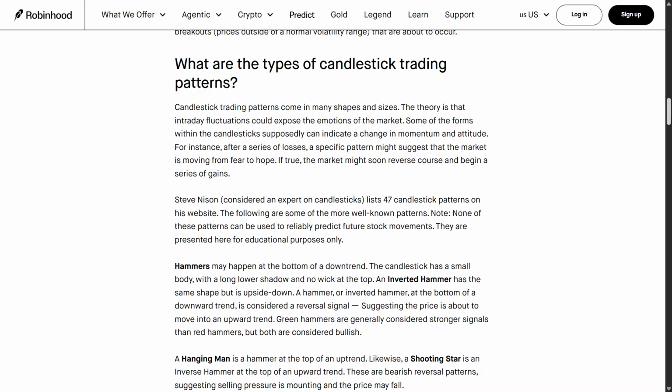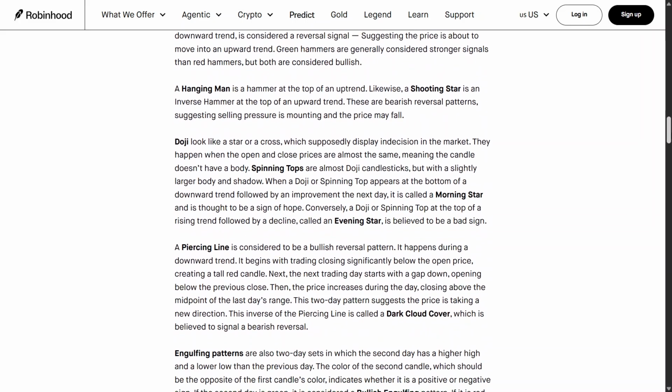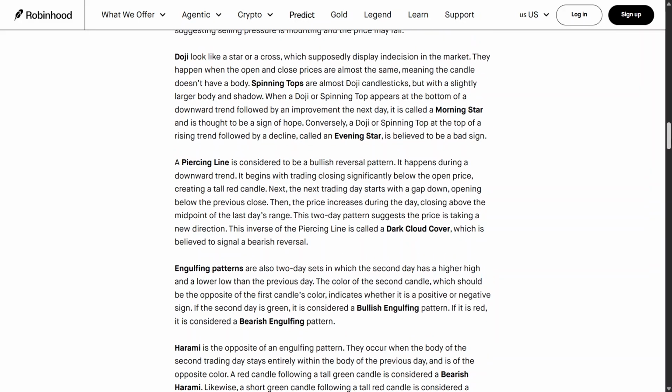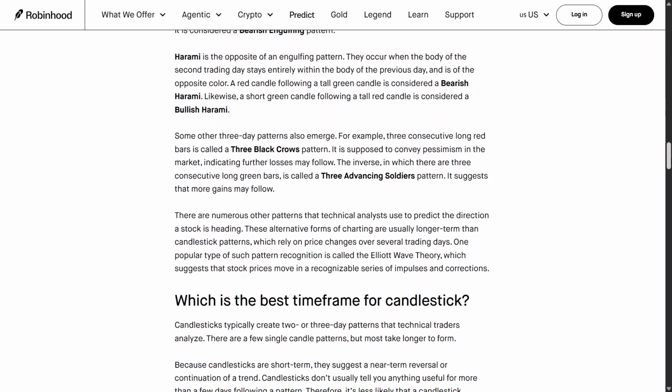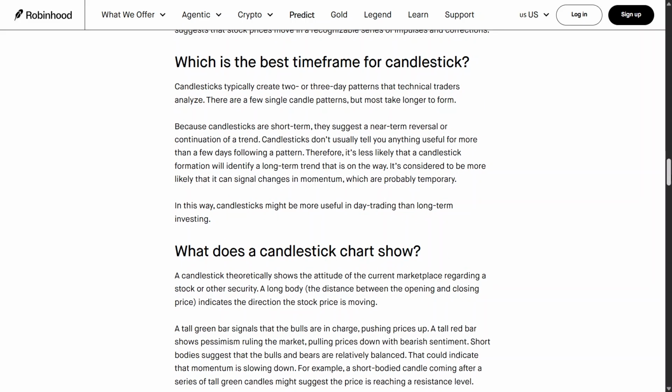The thin lines above and below the body are called the wicks or shadows. The upper wick shows the highest price reached during that time period. The lower wick shows the lowest price reached. Long bodies usually indicate stronger buying or selling activity, while short bodies may suggest that the market moved very little. Long upper or lower wicks can show that buyers or sellers pushed the price in one direction before it moved back.